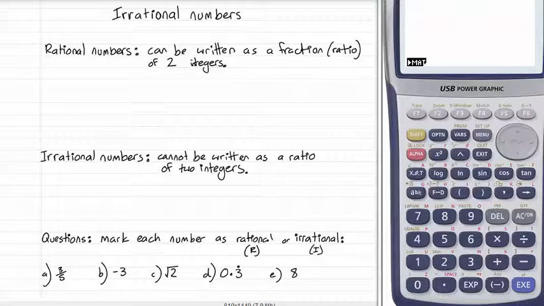Obviously, if we have a number that is a fraction, e.g. 1/2, obviously it's a rational number. It can be written as a fraction. A whole number, such as 3, or even -3. Any whole number can be written as a fraction if we write it over 1. So -3 definitely can be written as a fraction.